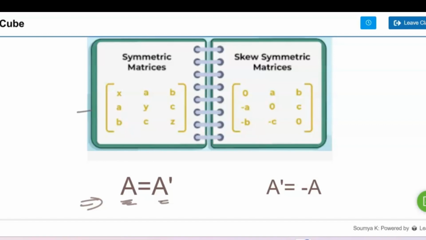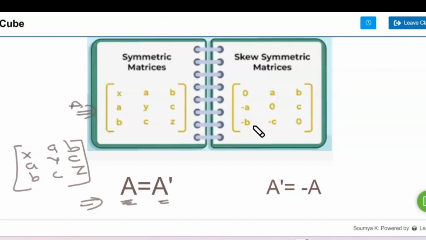For example, let's see this given matrix here. If you analyze the first row, it is X, A and B. Convert it to a column. So X, A, B becomes the first column. Then A, Y, C, and B, C and G. So what we are doing is making the first row the first column. So I am finding the transpose of that.